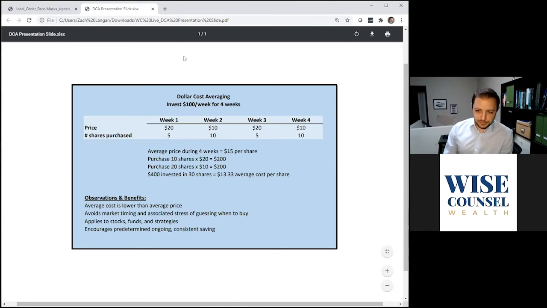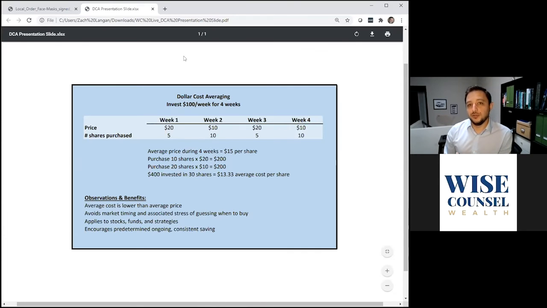And so the third week the price shoots back up. It's back up at $20. He only buys 5 again, same $100 amount. And then it goes back down again to $10. And so in that 4-week period, as the price goes up, he buys less.